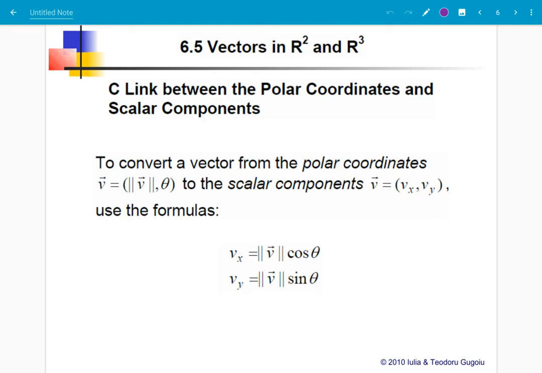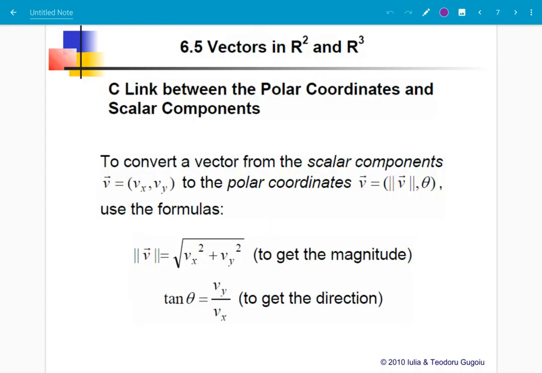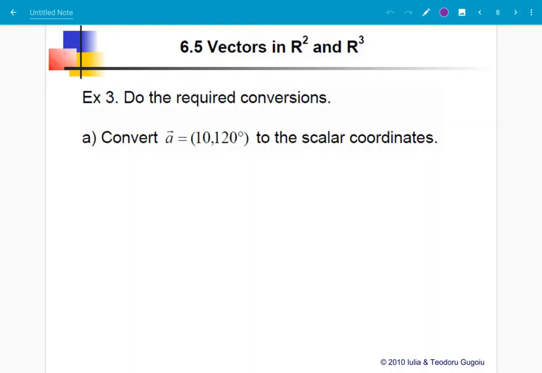To convert a vector from polar coordinates to scalar components, you just use this relationship, which I put on that diagram. Good. And to get the magnitude, this is Pythagorean. And to get theta, well, tan theta is Vy over Vx. But check the quadrant. You must check the quadrant when you're doing that. Okay. Do the required conversions.